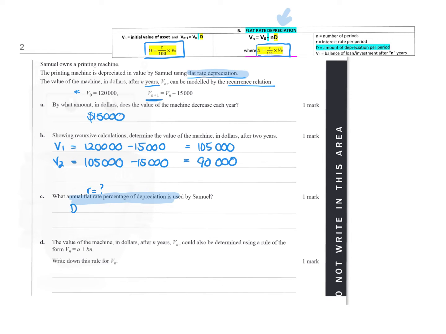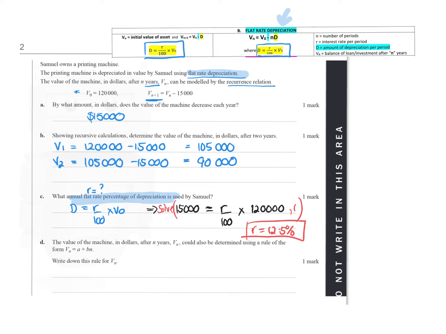Yeah, so if I wrote this formula out here, then I can use solve, because I'm going to say 15,000 equals R, which I don't know, over 100. But do I know what V0 is? Yes. And remember, if we have an equation with just one thing we don't know, we can use our solve function and find out what R is. So R equals 12.5%.